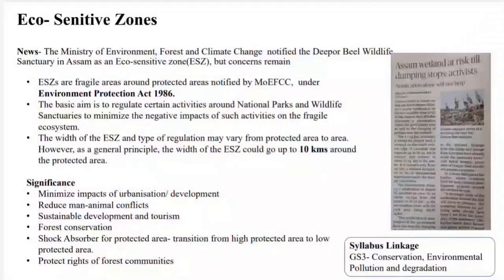The next topic is eco-sensitive zones. This is in news as concerns are still raised about the ecological health of Deepar Beel in Assam even after it being notified as a eco-sensitive zone.